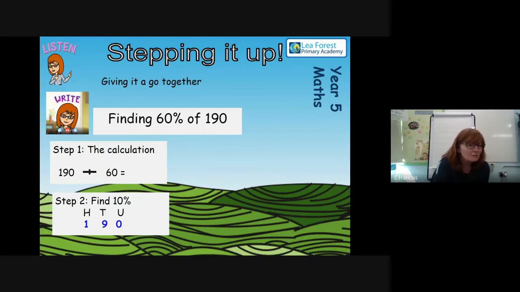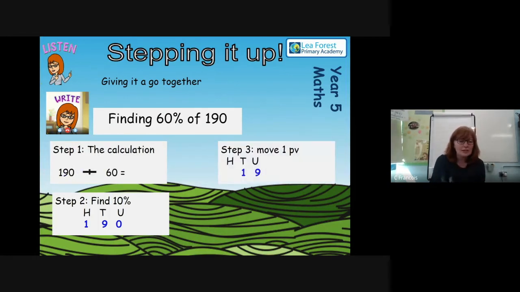Has someone gone ahead of me and written the answer? We're supposed to be giving it a go together. Remember, listening and writing, giving it a go together. Excellent, Lexi and Zach. That is correct. My 10% of 190 is 19. Well done to Amy, amazing.